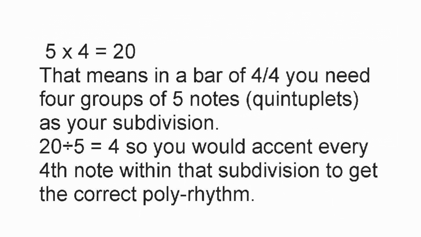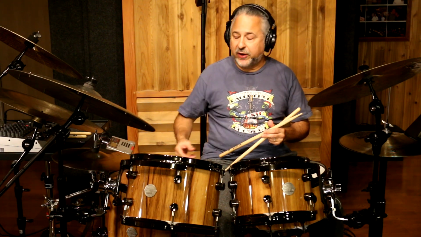You're going to divide 20 notes by 5, okay, and then you get 4, and then that means every fourth note you're going to accent in those groupings of 5. And that sounds like this. I'll play the 5s first, and then I'll add the accent.